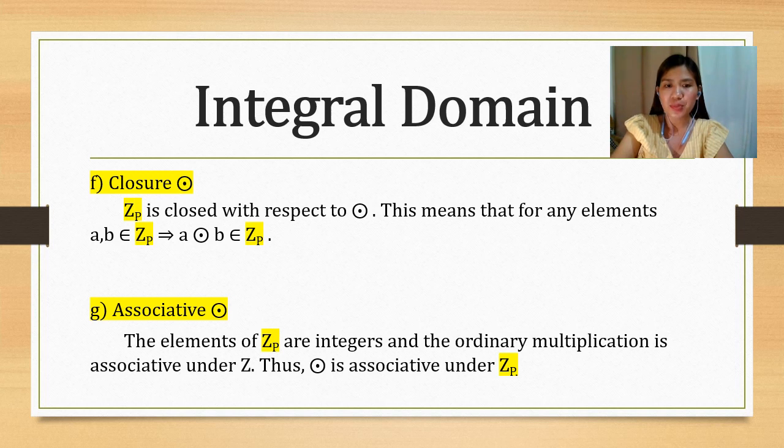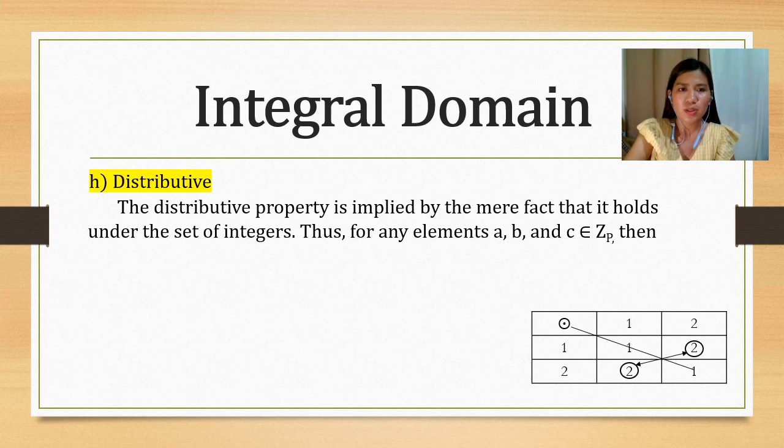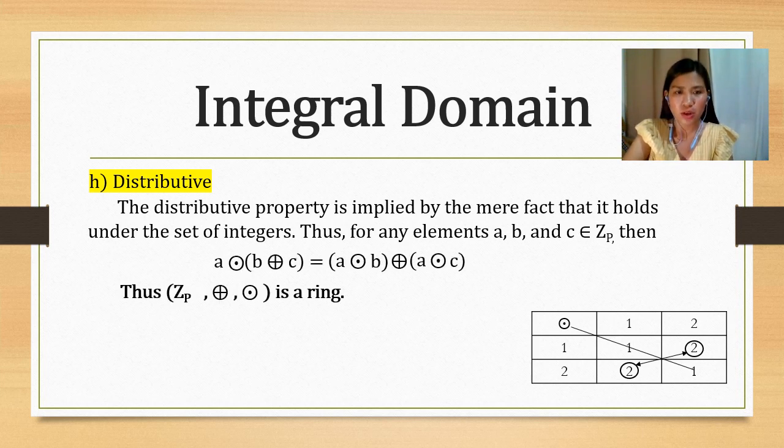Associative. The elements of Z sub p are integers, and ordinary multiplication is associative under Z. Thus, circle dot is associative under Z sub p, or multiplication modulo n is associative under Z sub p. Distributive. The distributive property is implied by the mere fact that it holds under the set of integers. Thus, for any elements a, b, and c of Z sub p, we have this equation. Thus, Z sub p with addition modulo n and multiplication modulo n is a ring.